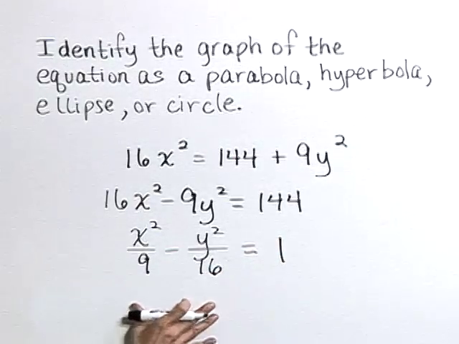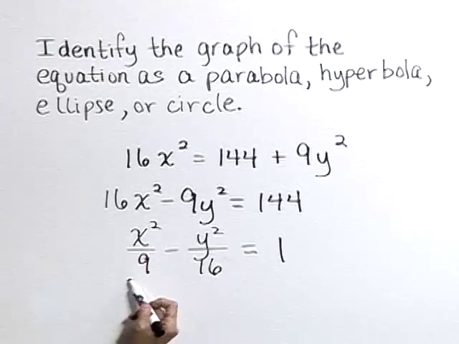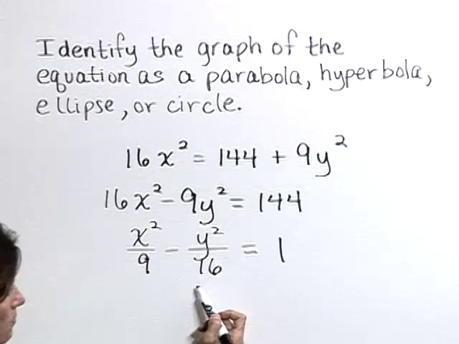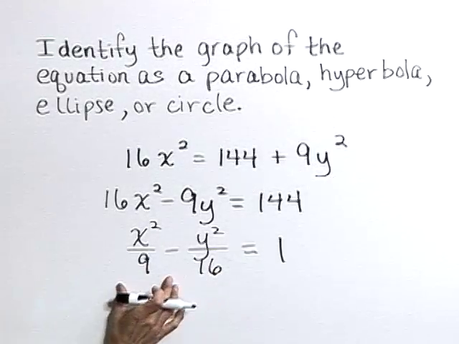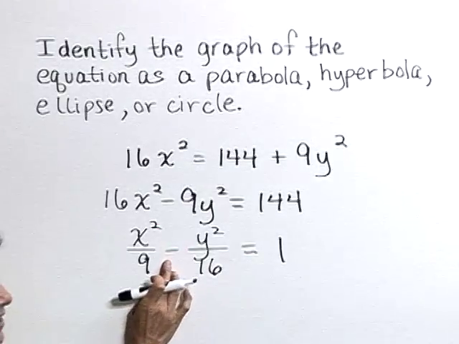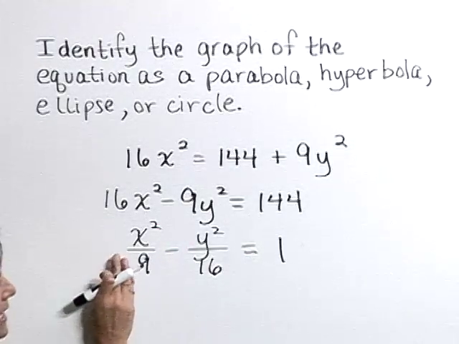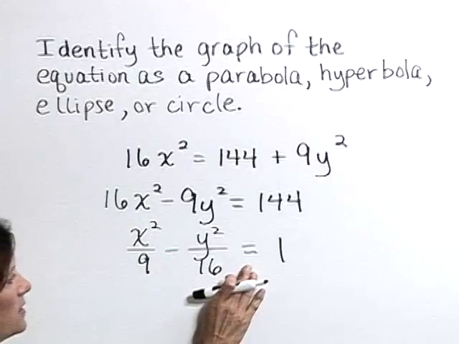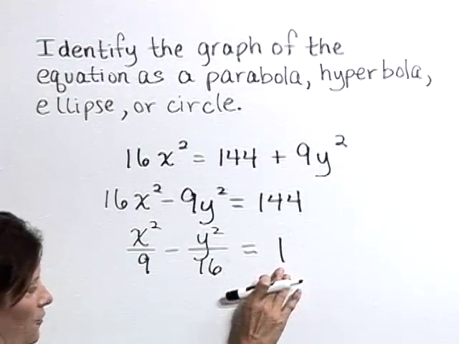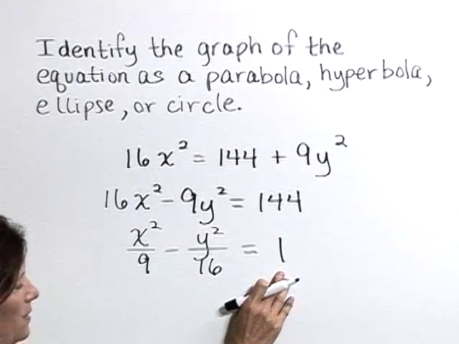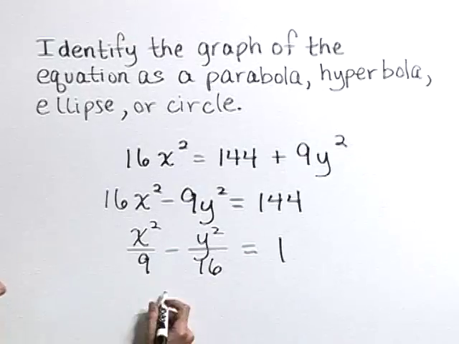Now, because this equation has both an x squared term and a y squared term, and the fact that it has a minus sign in between, one of those terms is positive, the other is negative, set equal to a positive value over here, a positive 1, then we know this to be a hyperbola.